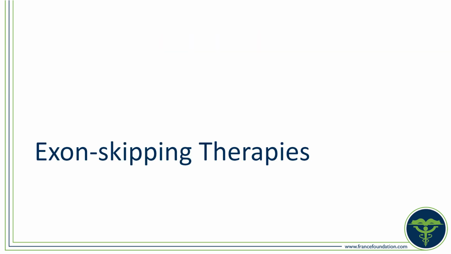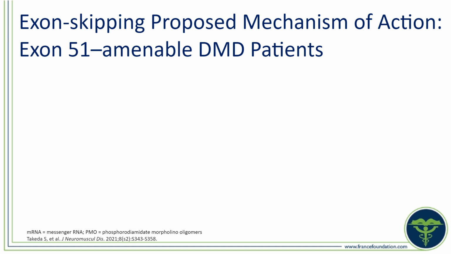So next, as we consider alternative therapies, I'm going to review both exon skipping therapies as well as small molecule and cell-based therapies moving forwards. First, beginning with exon skipping therapies. Before we discuss the specific exon skipping medications available, I just want to review the mechanism of action, in this case using exon 51 as an example of the mechanism.